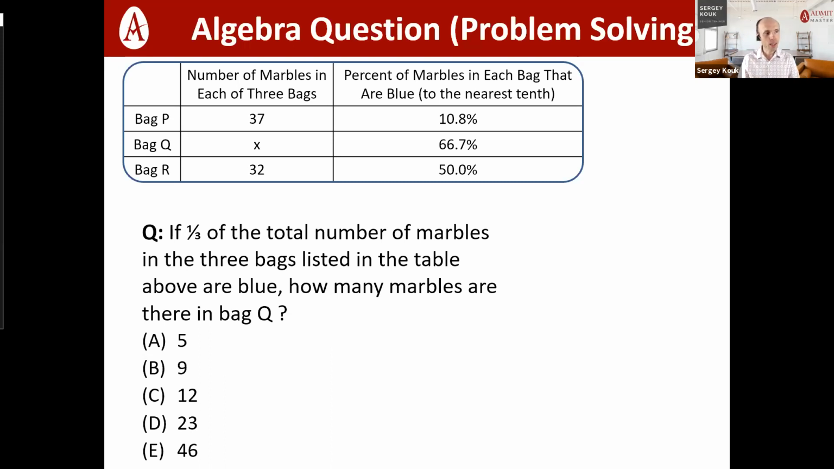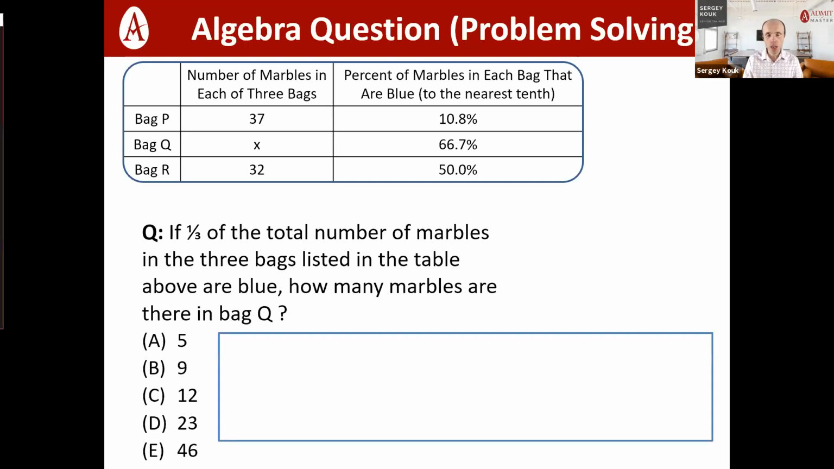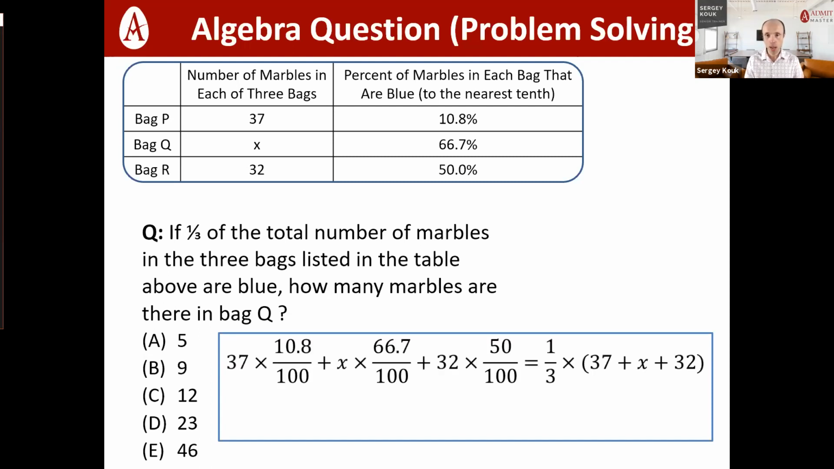Now, this is an official question, from the official GMAT guide. So if we were to look at the explanation, here's what we're probably going to see. We have bag P, and we have a certain number of marbles in bag P. We have bag Q, and that's 66.7%. Bag R, that's 50%. And that's equal to 1/3 of the total number of marbles. So if we were to add all of the marbles, 37, X, and 32, and take 1/3 of them, this has to be equal to the number on the left, because both of them are representing the number of blue marbles. So that's what the book is going to recommend.